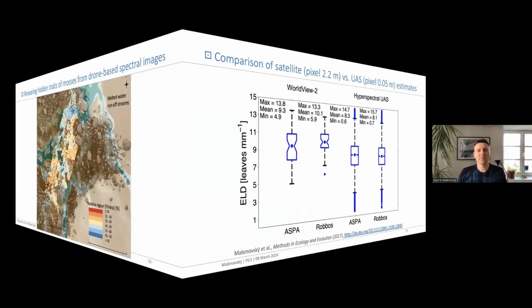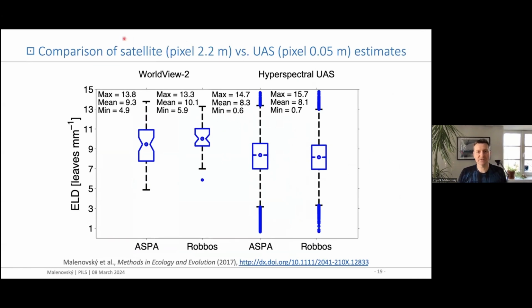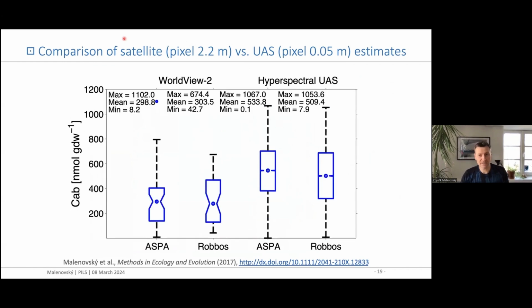We did as well compare our results with satellite observations to see if there is a potential to use satellite data to do that. This is the same retrievals. We found out that for leaf density, the satellite is a little bit overestimating, while the chlorophyll content is underestimated. We used WorldView 2 multispectral data. So in other words, the satellite would basically make the assessment of the moss health worse than it really was.